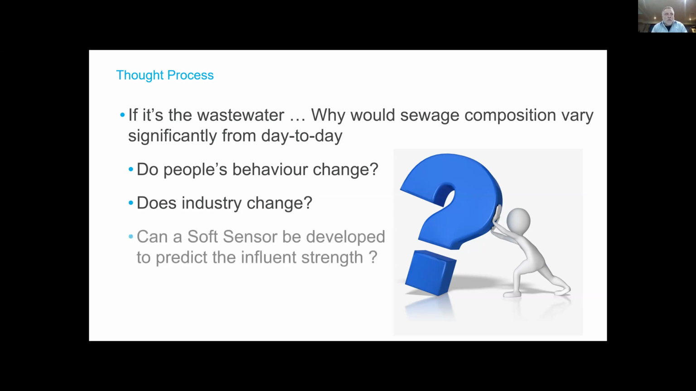And so the question was, okay, if we still make the assumption that it's the wastewater, how is it possible to create a soft sensor, or to come up with a very simple model of the sewer, that might be able to predict these changes in influent that I would need in order to describe this unpredictable behavior of the treatment plant at the moment?